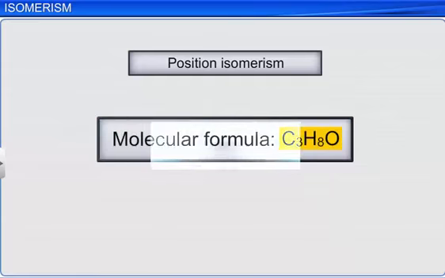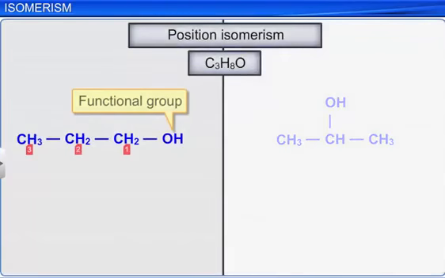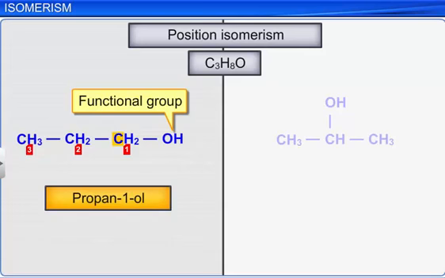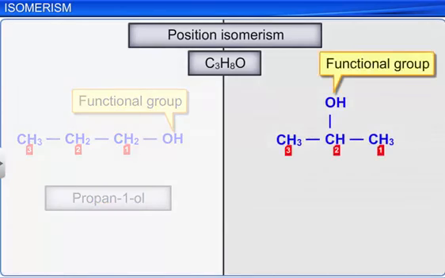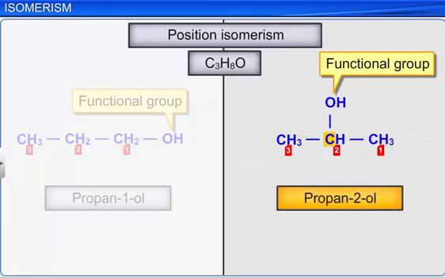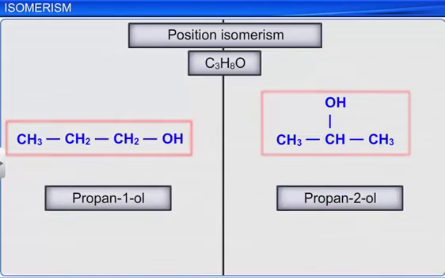In case 1, the functional group OH is attached to the first carbon atom. Hence, the name of the compound is propan-1-ol. In case 2, the functional group OH is attached to the second carbon atom. Hence, the name of the compound is propan-2-ol. In both the compounds, the molecular formula is same, but the position of the functional group differs.